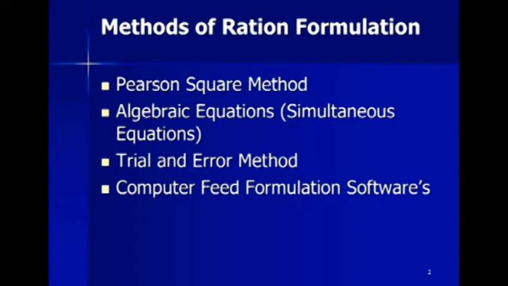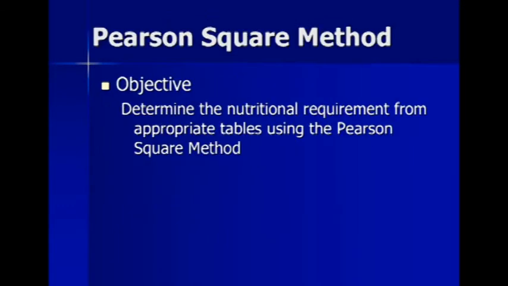Now come to the methods. There are four main methods which are commonly used for ration formulation, and they are available in different types of books. The first one is the Pearson's Square method. The second one is algebraic equation, trial and error is the third, and fourth one is computer feed formulation software. Here we will discuss only the Pearson's Square method.